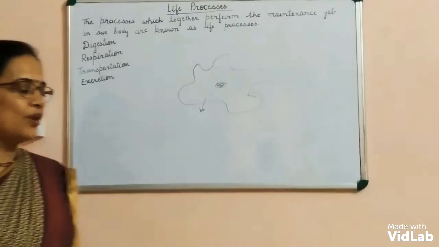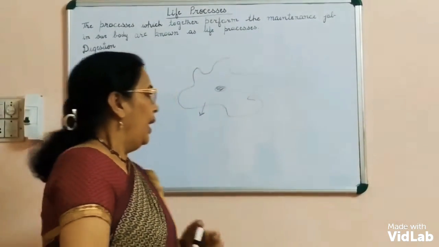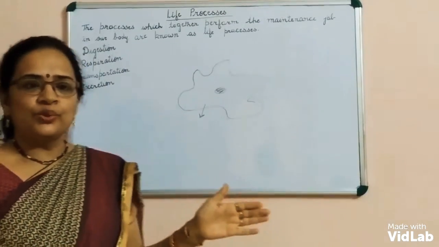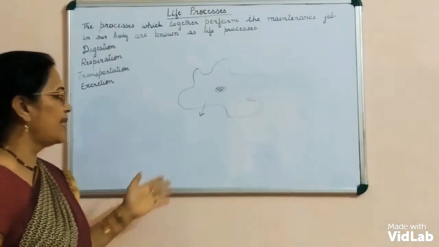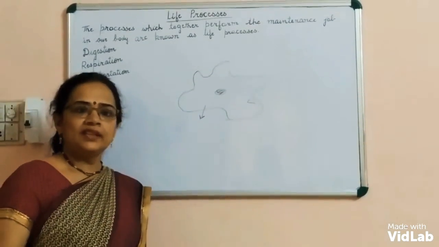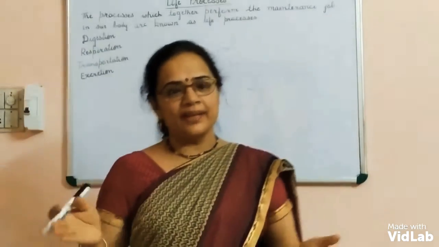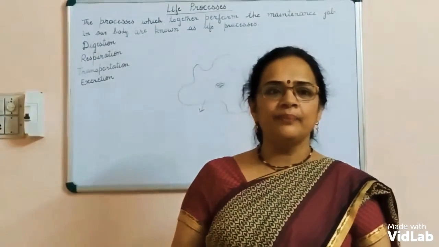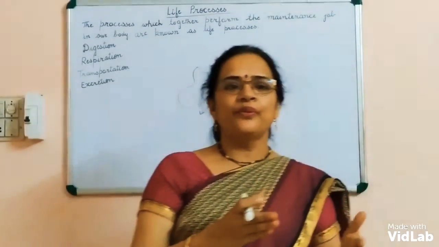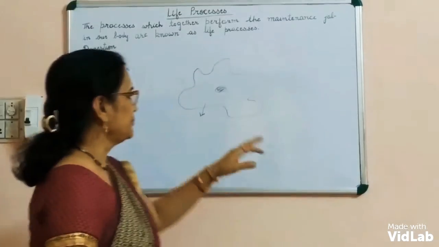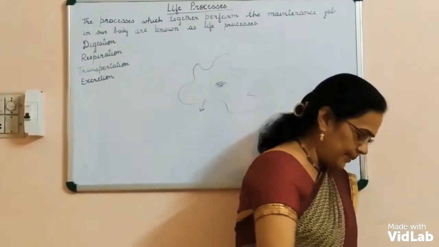But in the case of multicellular organisms like humans, different cells, tissues, organs or organ systems perform specialized functions. That is, in multicellular organisms, division of labor is present. What is division of labor? Different cells, tissues, organs perform different functions in our body. So we have completed the first page.